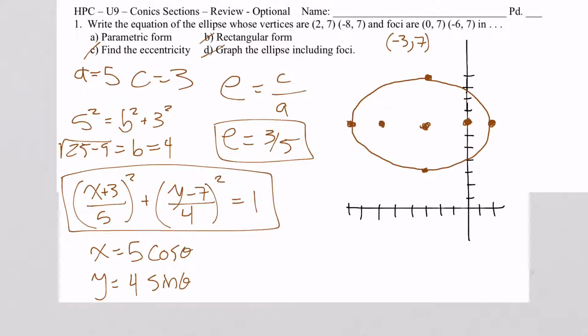All we need to do now is add the center values. What's the x value of the center? It's -3, so 5 cosine theta minus 3. What's the y value of the center? It's +7, so 4 sine theta plus 7, and we have shown everything we want right there. Yay.